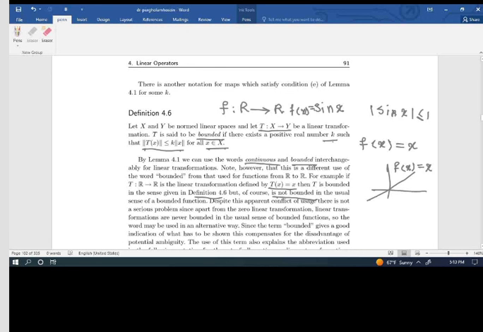So, as you see, T of x equals x, T is bounded in the sense of this definition, in the sense of linear transformation, but it's not bounded in the usual sense of bounded functions, as for example, sin of x.